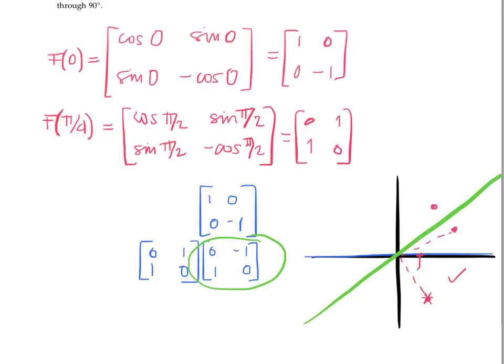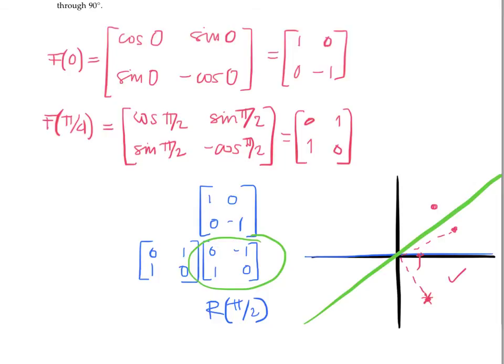So not only have we shown this computationally with matrix multiplication, note that I'm going to be really clear with you and say that this is the rotation matrix R of pi over 2, where theta is pi over 2. And we've shown this geometrically, that it does make sense.